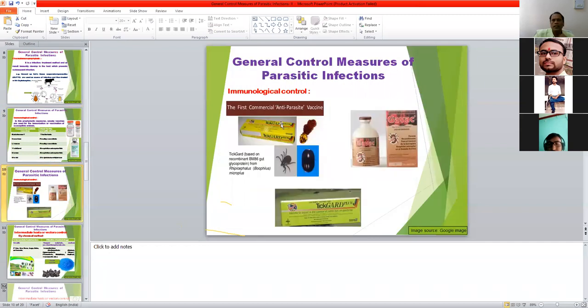This is the TickGARD vaccine. The BM86 is the TickGARD antigen. This is a Gavac vaccine. This is a TickGARD Plus vaccine. TickGARD Plus vaccine contains BM86 and BM91 antigen. BM means Boophilus microplus. This is mainly effective against the Boophilus microplus tick, because tick acts as a vector of various hemoprotozoan, bacterial, viral, and rickettsial diseases. So by preventing the tick, by using this vaccine, we ultimately control the various important and economical tick-borne diseases.